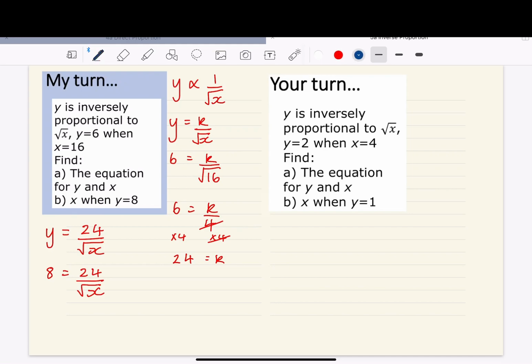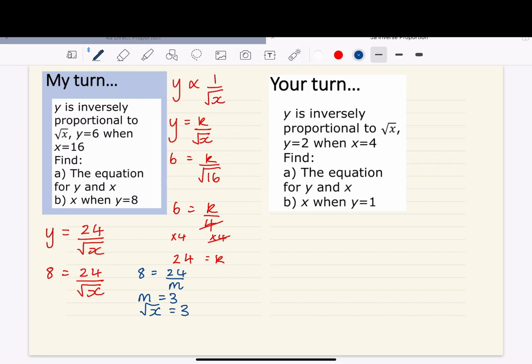So an easy way to take a step out would be to think, right, if I had 8 is equal to 24 over, let's call it m, what would m need to be? What would the value of m have to be? So what number do I divide 24 by to get 8? The number I need is 3. So m has to equal 3. Remember, m is in place of root of x, so root of x is actually equal to 3.